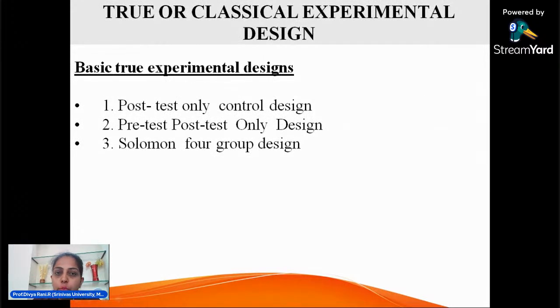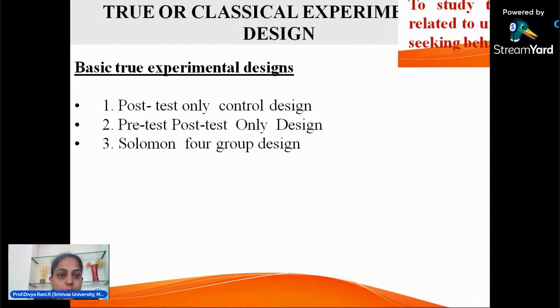So in true experimental design, it is further classified into basic true experimental design. It is classified into three. That is, the first one is post-test only control group design. The next one is pre-test post-test design. The third one is Solomon 4-group design. So we'll see in detail what it is.